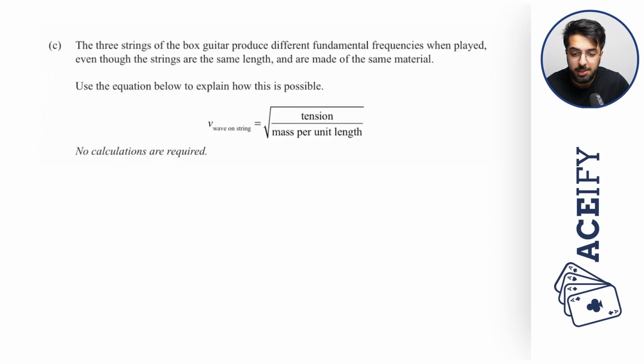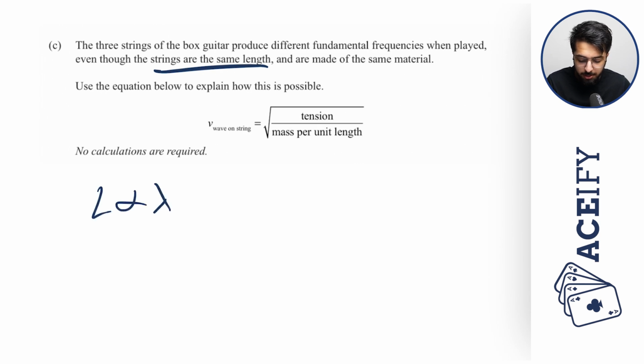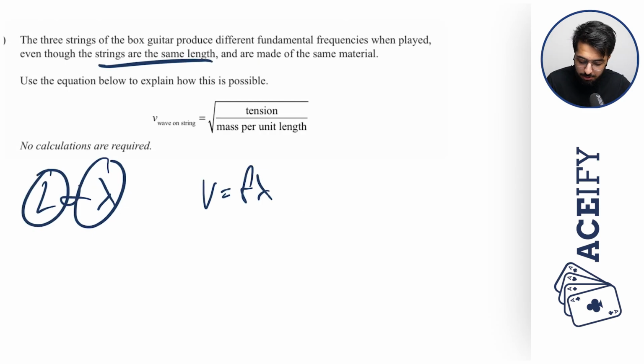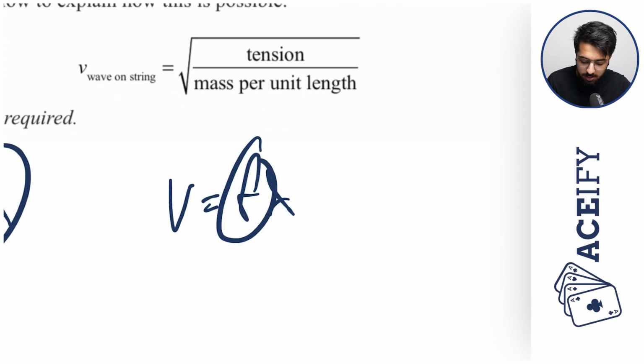The 3 strings of the box guitar produce different fundamental frequencies when played. Even though the strings are the same length and made of the same material, use the equation below to explain how this is possible. So as each string has the same length, and we know our length is directly proportional to our wavelength, if each string has the same length, then they must have the same wavelength for every given harmonic they produce. And we know that v is equal to f lambda, and so therefore as our lambda stays the same, the only thing that can change our frequency is the velocity.